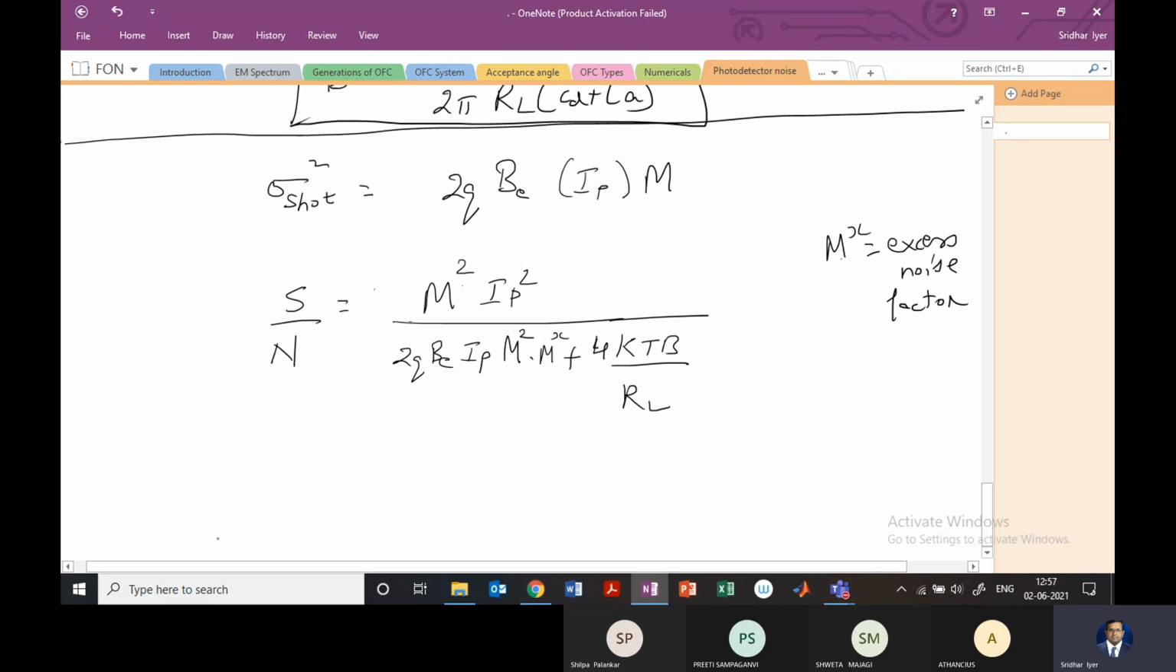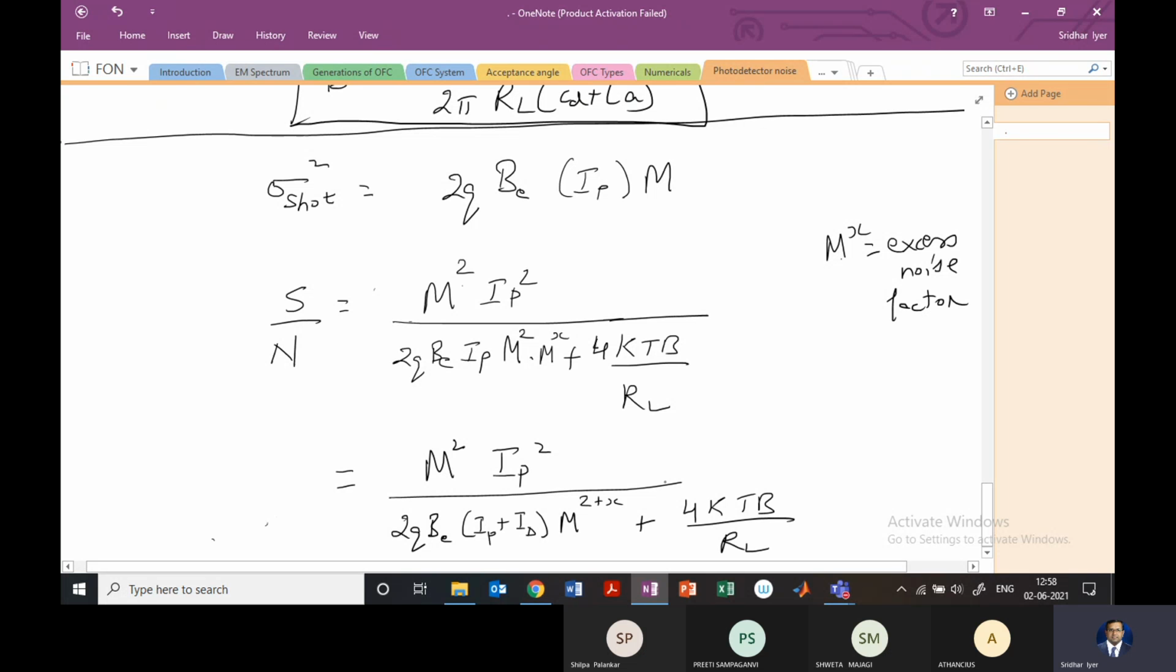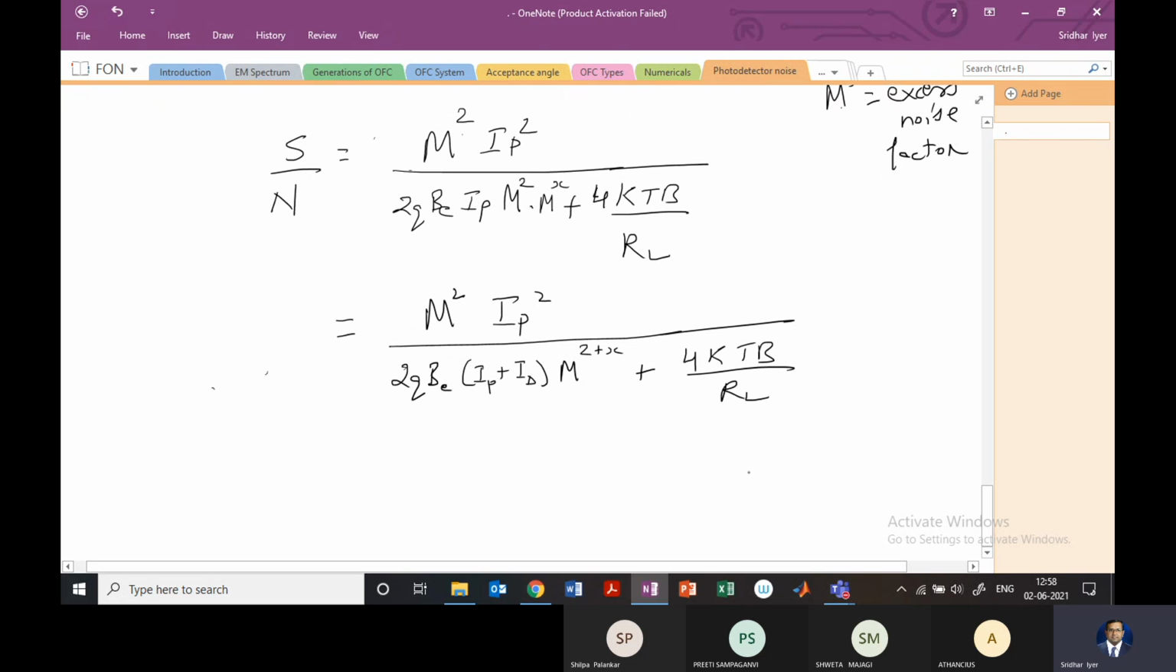Excess noise factor, right? Therefore, we can now rewrite this equation as m square IP square divided by 2q BE. Now I'll also include the dark current. It has the same equation. So you'll have IP plus ID, and you have m raised to, now I'll include that m square and x together. So you'll have m raised to 2 plus x, and you have 4kTB divided by RL. Right? So this will be the equation for the signal to noise ratio when we are using an APD.